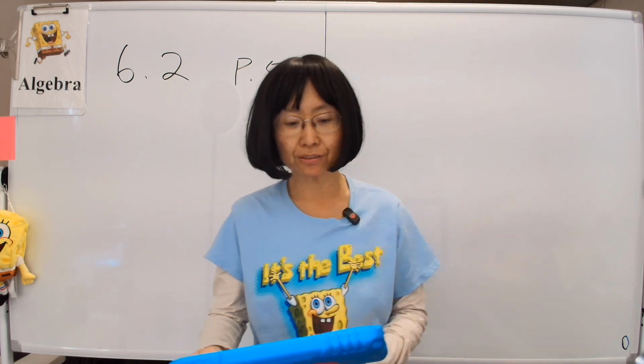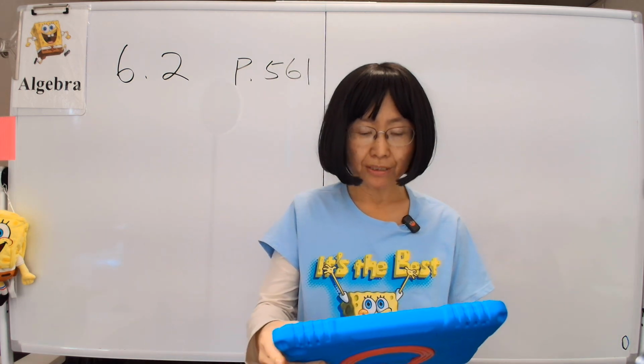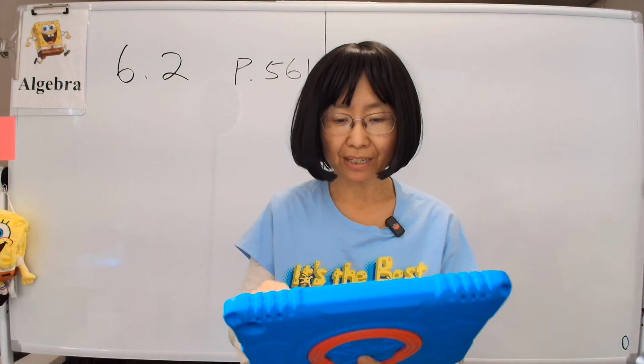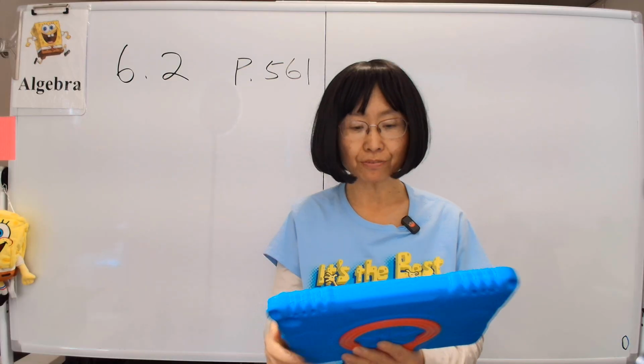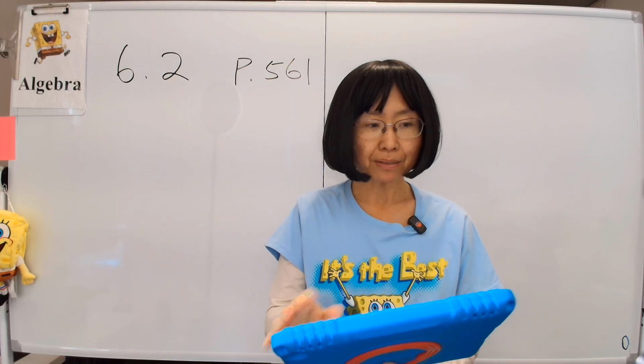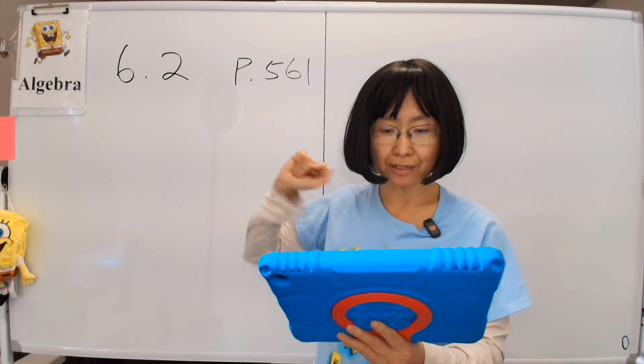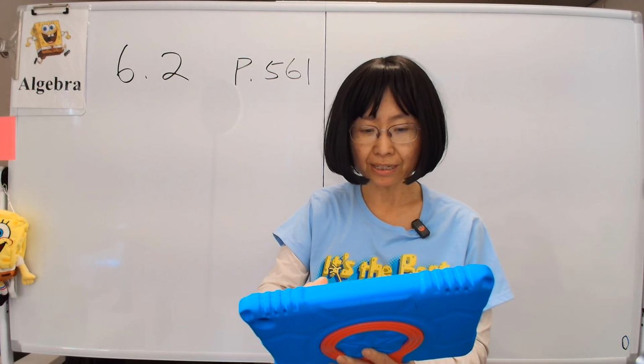Today we are going to do section 6.2, which is going to be a somewhat short section. We're mostly going to talk about the graph of the exponential function. Now please look at the bottom of page 561 where we have this chart.